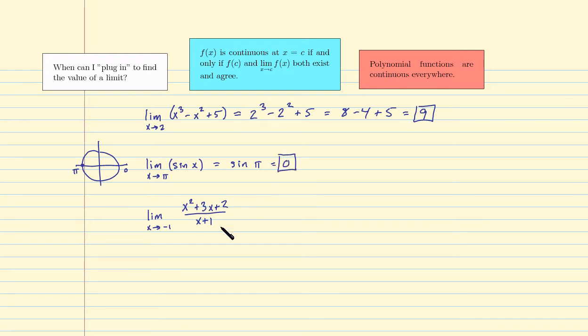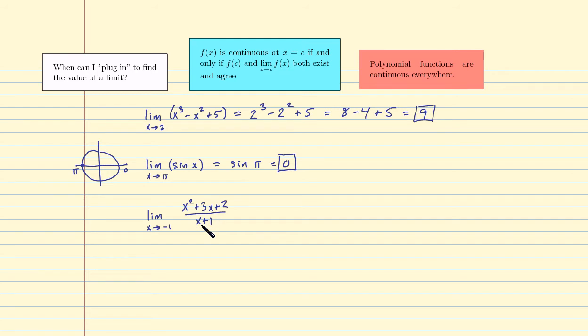Okay? What about the third example? Can I just plug in negative 1 into this expression and be done and have the value of the limit? Well, that comes down to asking the question, is this continuous at x equals negative 1? Now remember what we need for a function to be continuous. The function needs to be able to be evaluated at c. You need to be able to find this value. It has to exist. The limit has to exist, and those two values have to agree.